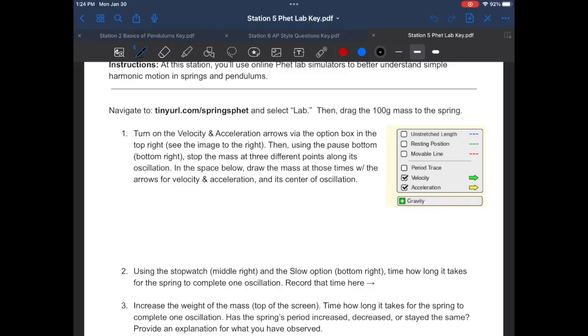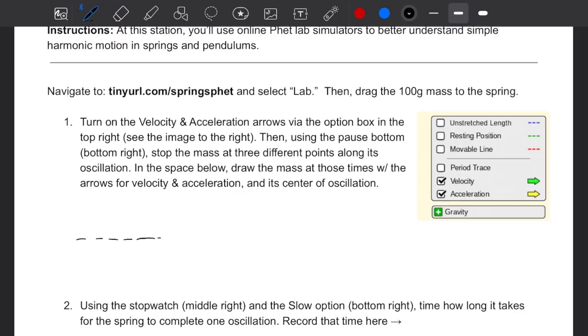Okay, this is Station Lab with the PhET Lab. I logged in and I set it up just like the directions show you, and paused it at three different areas.